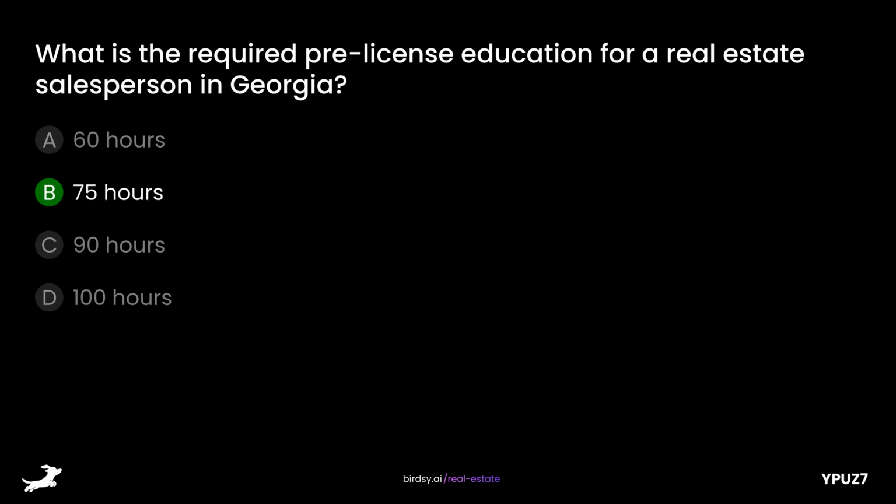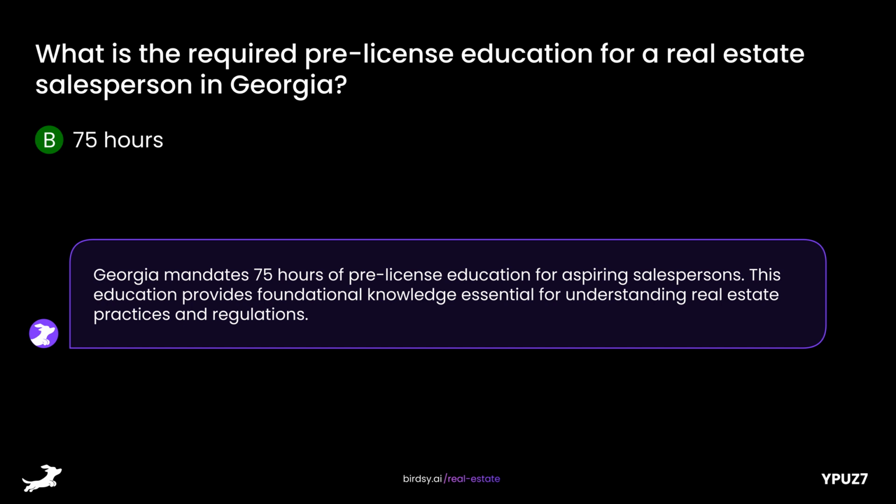The answer is B, 5 hours. Georgia mandates 75 hours of pre-license education for aspiring salespersons. This education provides foundational knowledge essential for understanding real estate practices and regulations.